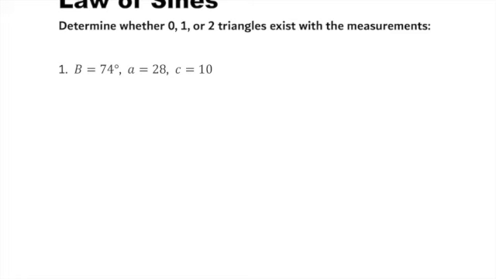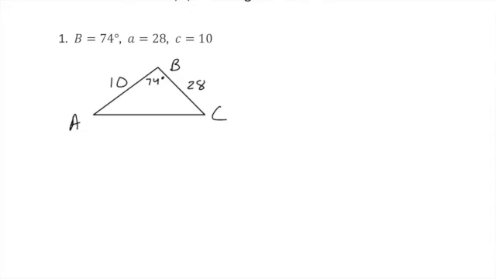My first advice would always be either visualize or actually just draw a triangle and label it with the given information. So angles A, B, and C, we gave you that angle B is 74 degrees, side A, which is across from angle A, so that would be right here for me, 28, and side C, which is across from angle C, would be right here.